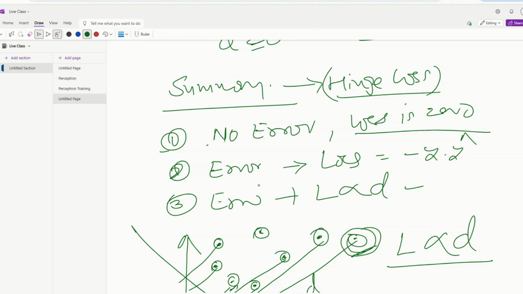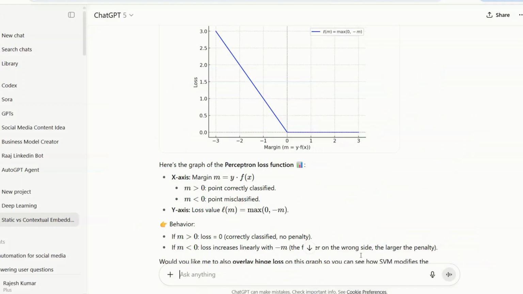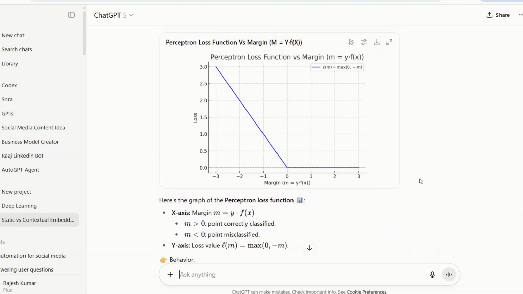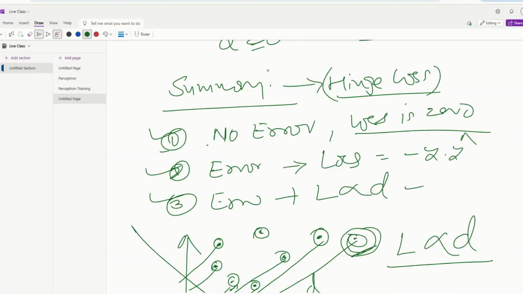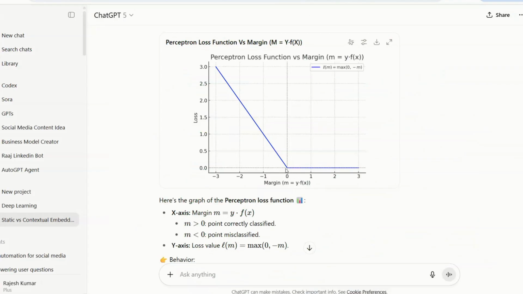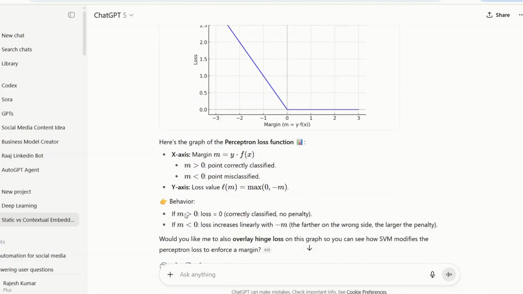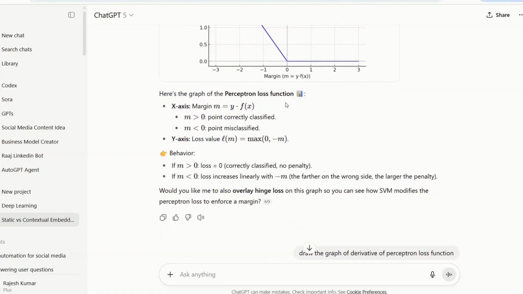These three concepts are represented by the graph. If you're able to decode or interpret this graph, the hinge loss function is telling the same thing that we learned right now. If y into fx is positive, there's no error, and if there is an error, it is directly proportional to distance. And this is what ChatGPT is telling us.